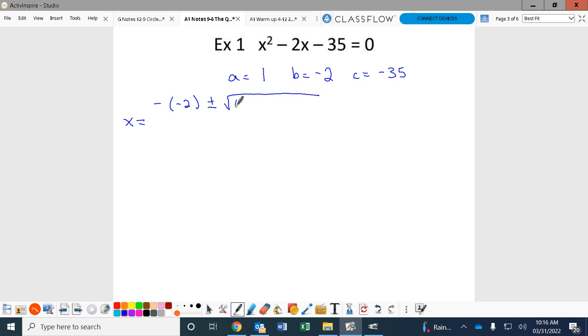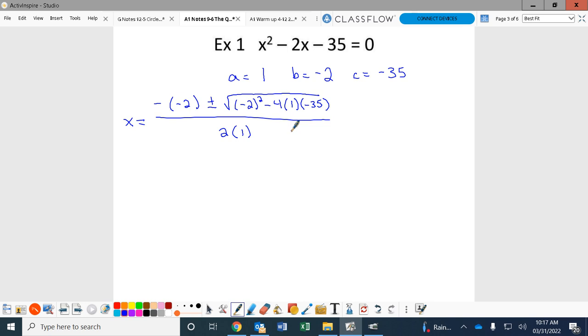B squared, so that's going to be -2 squared minus 4. Guys, the number is always 4 right there. It's always -4. There's no other number that ever goes there. It's always -4 times A, which is 1, times C, which is -35, all over. Guys, the line goes under the whole thing on that side of the equation. All over 2 times A, which in this case would be 2 times 1. Just on the first, plug into the formula. Does anybody have a question? Just on the plugging in.